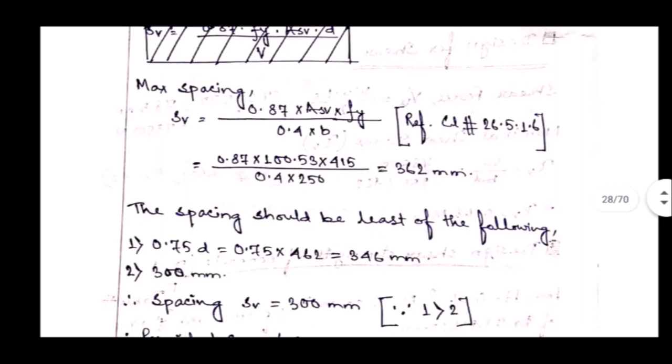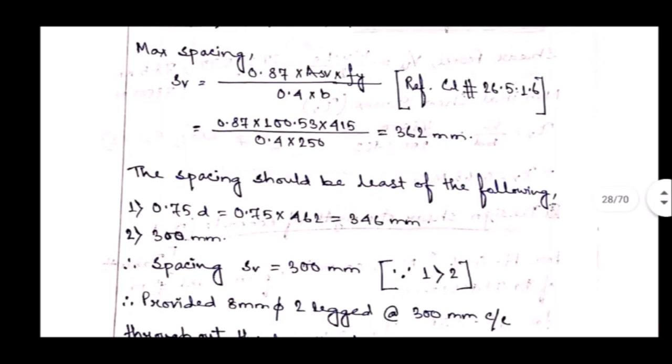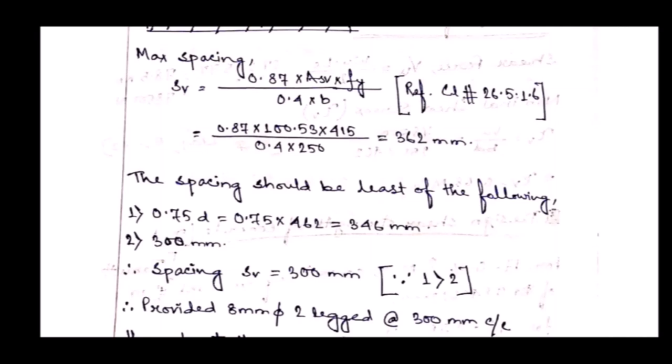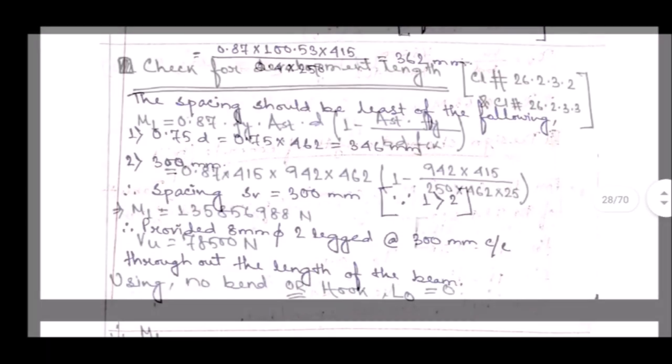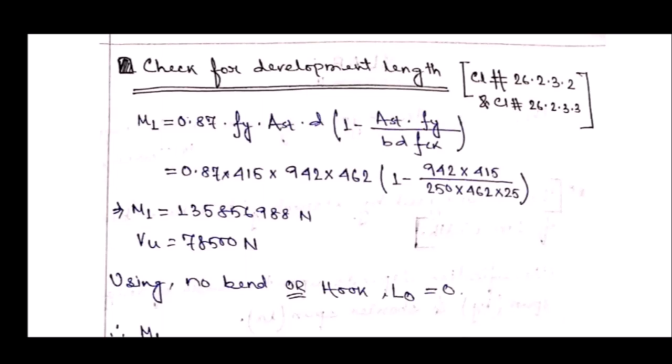So now we have to select the spacing. The spacing should be the least of 0.75d, that means 0.75 into effective depth, that is 462, that is equal to 346, 300, and what we have found out, that is 362. So the spacing should be the least of these 3. So the least value is 300 mm. That's why we provide 8 mm 2-legged stirrup at 300 mm center to center distance throughout the length of the beam. Okay. Now the last check, the check for development length.